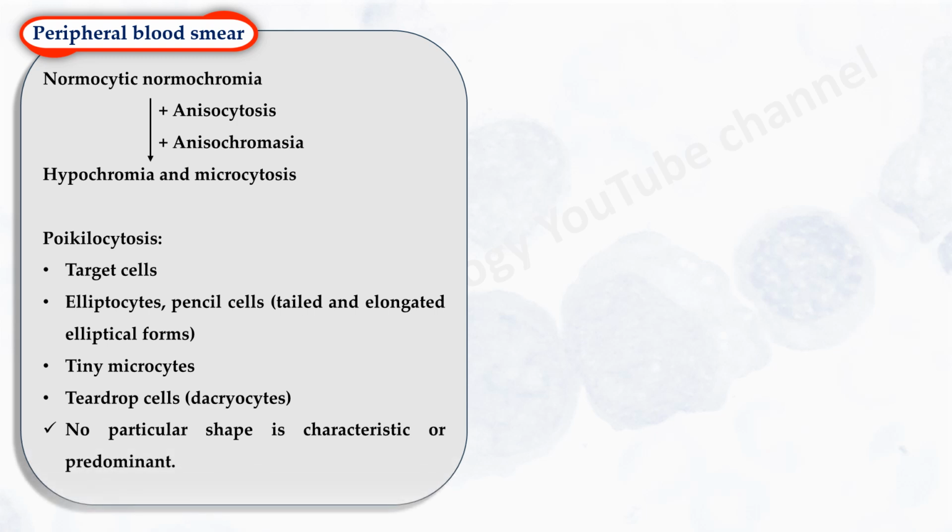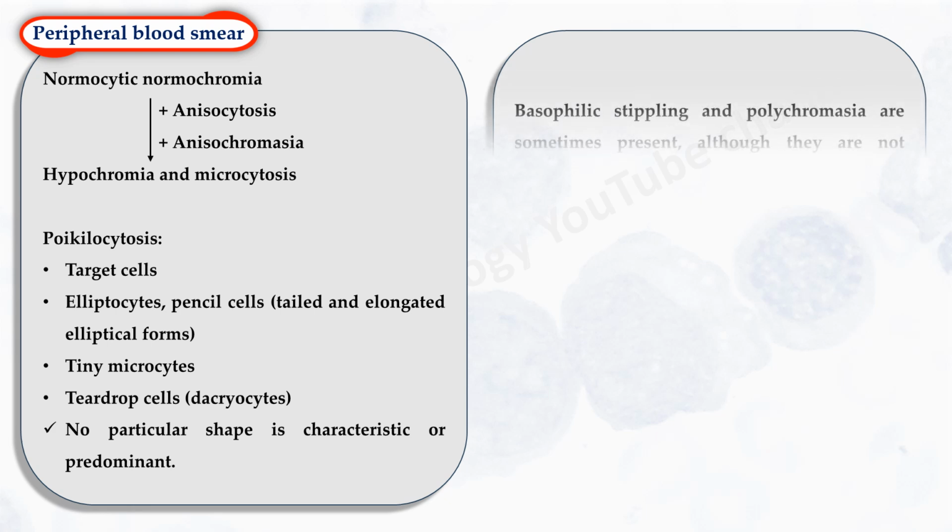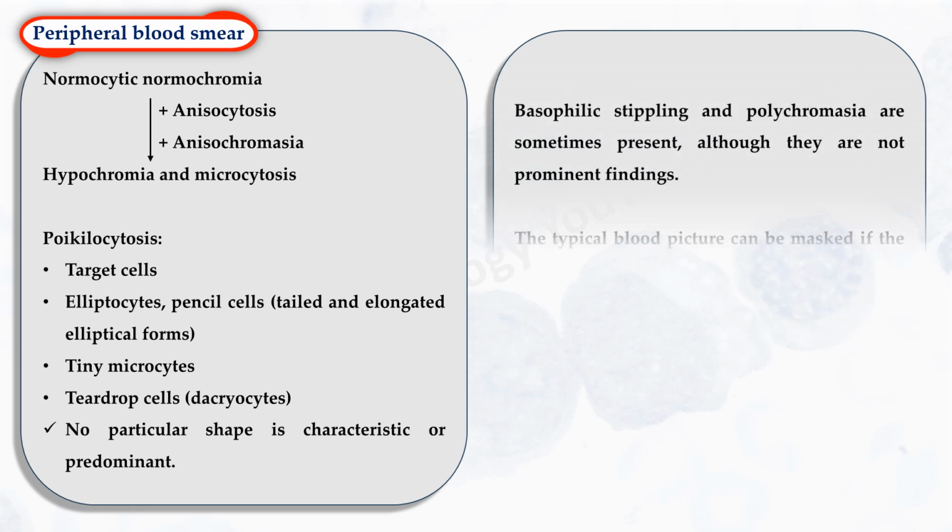Poikilocytosis, including occasional target cells, elliptocytes, pencil cells, tiny microcytes and teardrop cells may be present, although no particular shape is characteristic or predominant. Basophilic stippling and polychromasia are sometimes present, although they are not prominent findings.